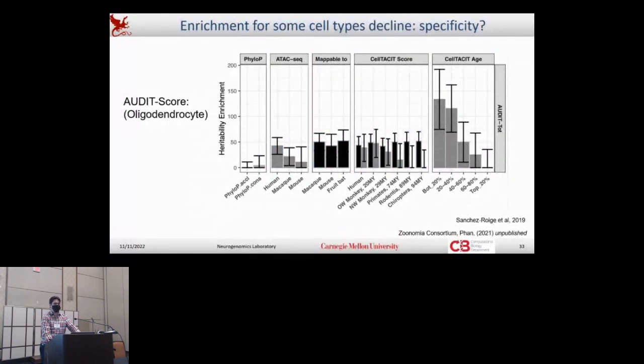Notably, when we took other cell types that, let's say, haven't been as strongly implicated in these traits, like audit score and oligodendrocytes, which is a glial cell in the brain, we actually saw the opposite trend. Even though there was some heritability enrichment in human, that enrichment actually seemed to drop off the further you went in evolutionary distance, meaning that you could still map the orthologs of these regions, but they didn't tend to be predicted to be open chromatin in that cell subtype.